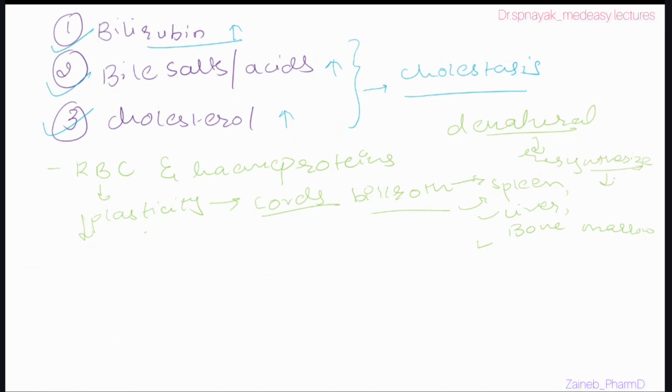So they become old, and they lose their plasticity. So they get stuck in the narrow circulatory points. As soon as they get stuck in the narrow circulatory points, the macrophages get activated. When the macrophages get activated, they will phagocytize the RBC, or engulf, or eat the RBC. So it becomes clear that the RBC is broken down inside the macrophages.